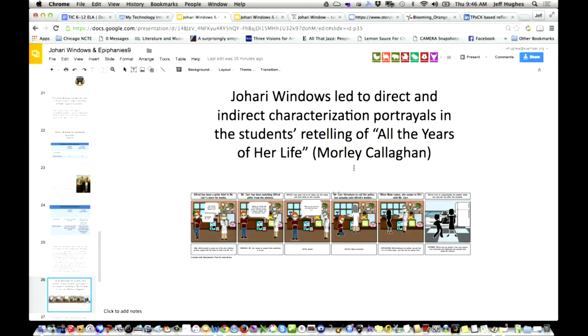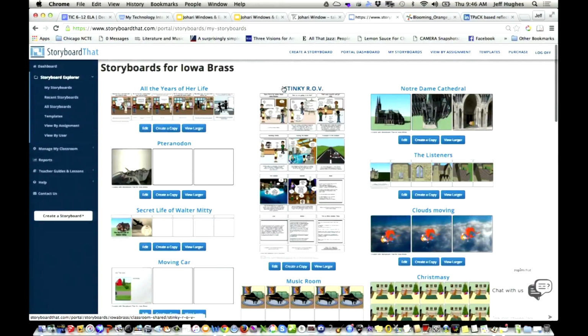Johari Windows led to direct and indirect characterization portrayals in the students' retelling of the short story All the Years of Her Life by Morley Callaghan. I'd like to go to a bigger version of that, so we'll go to Storyboard That.